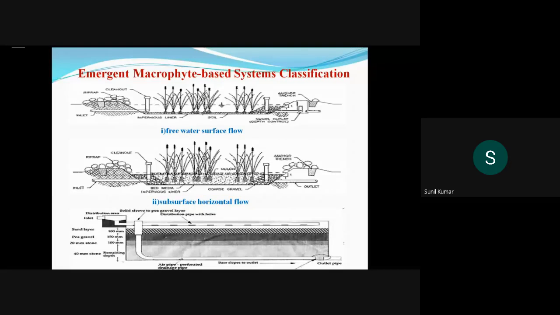The next variant is the vertical flow. In vertical flow, the sewage is sprinkled from the top. It is like a sand filter. It percolates down through the root zone media, and while coming out, it gets treated naturally. So these are the variants of the constructed wetland, based on the types of macrophytes grown and the type of flow: horizontal flow, vertical flow, and free surface flow.